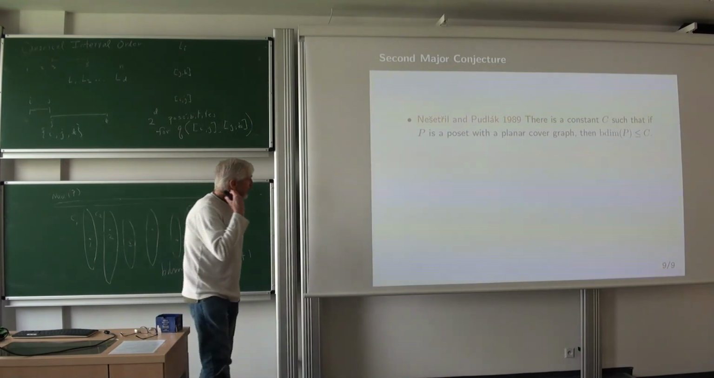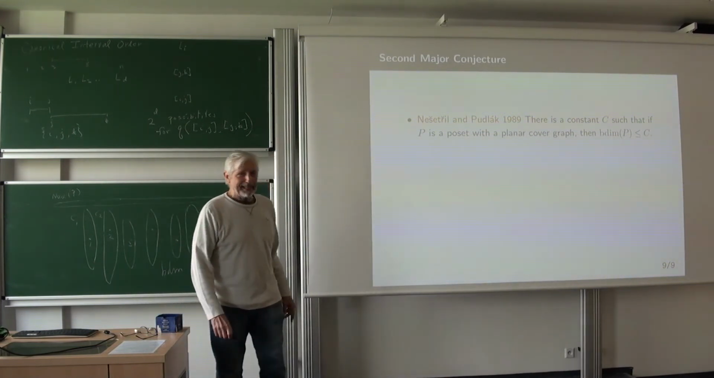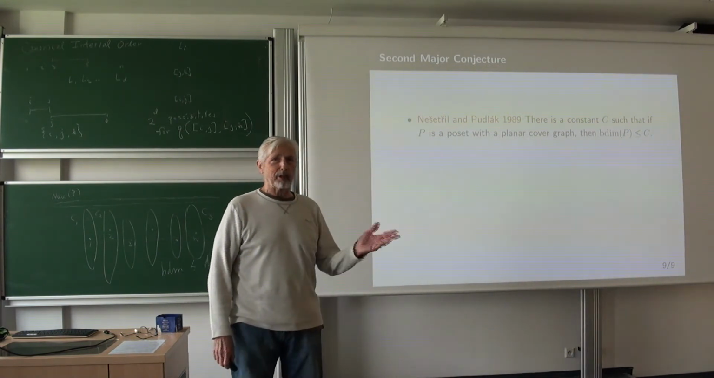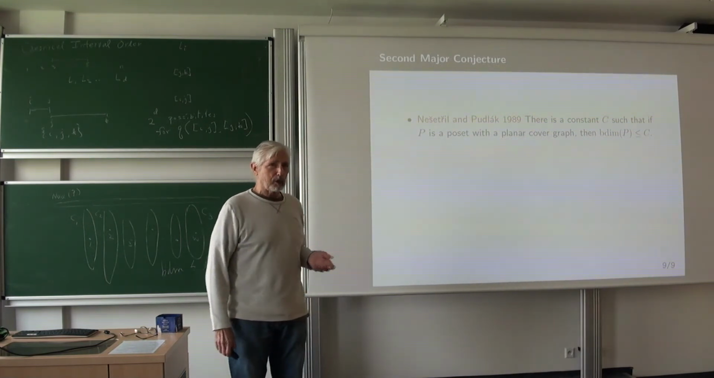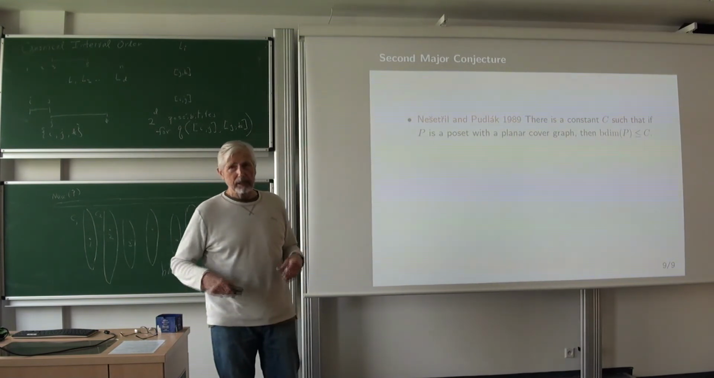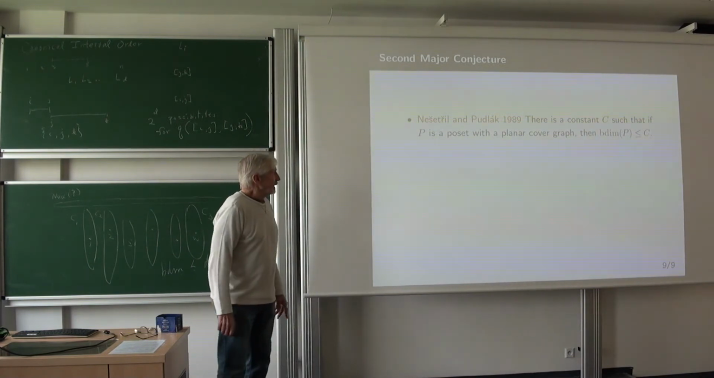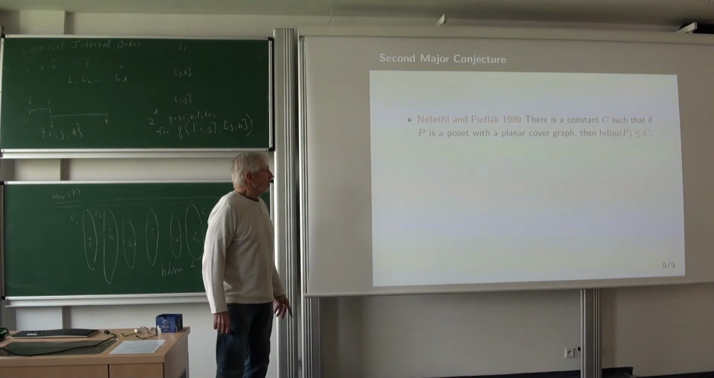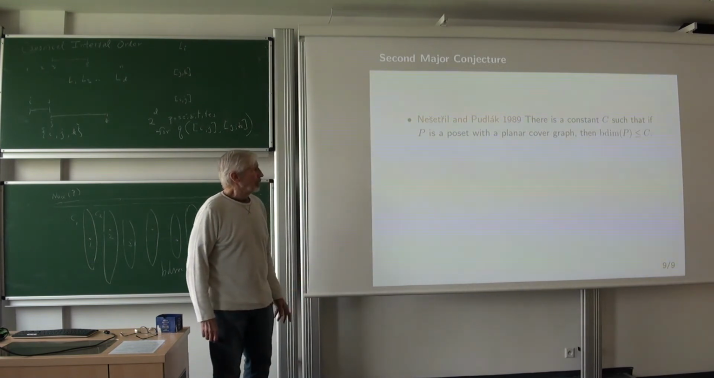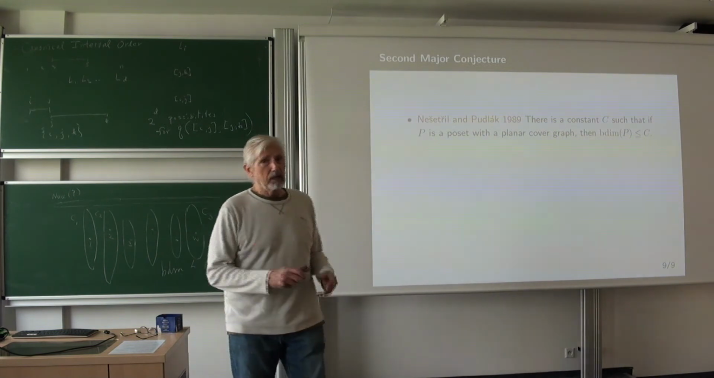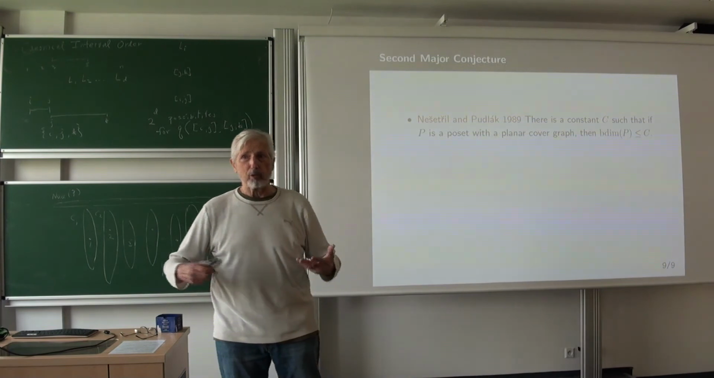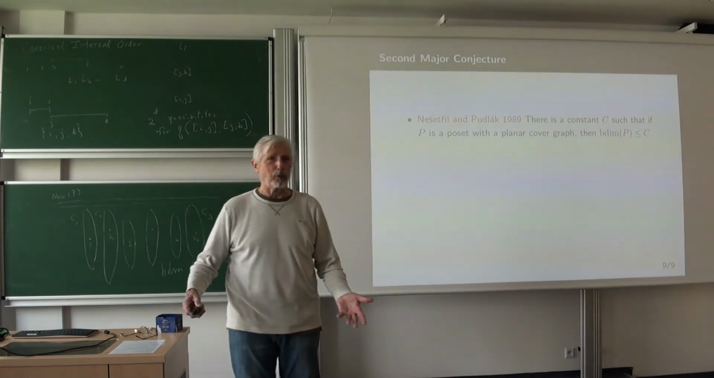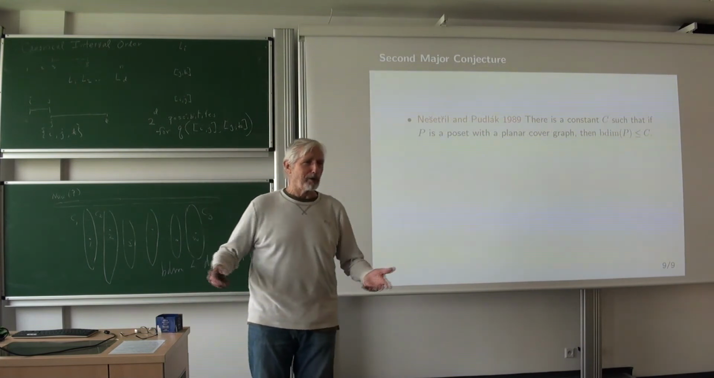So, in the paper that actually appeared in 1989, it's from a conference of 1986, and these ideas are even older than that. Nesetril and Pudlak actually, they just asked the question. They didn't make it a formal conjecture. The belief in this has come from other people over the years. Is there a constant C such that if you have a poset with a planar cover graph, then the Boolean dimension is at most C? And I should say that the original conjecture was not for posets with planar cover graphs. It was for posets with planar diagrams. And so over the years, we've strengthened the conjecture because we can't touch the original one. So if you can't do that one, why don't you make it harder?